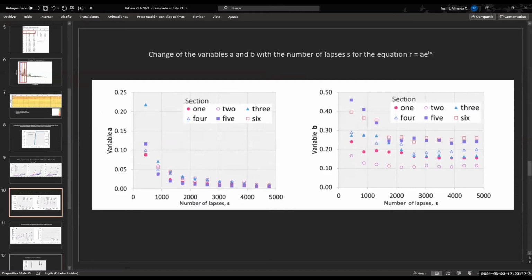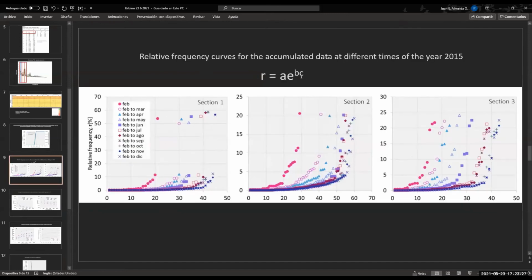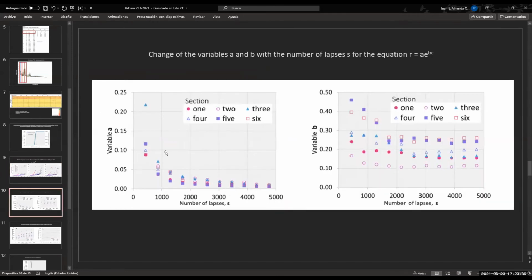Here is this model. This model explains how the variables A and B from the model we just showed change according to the number of lapses analyzed.